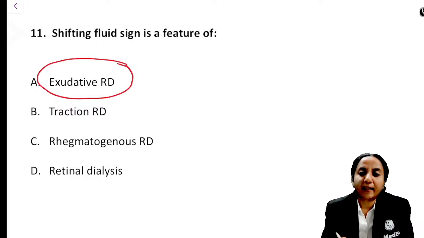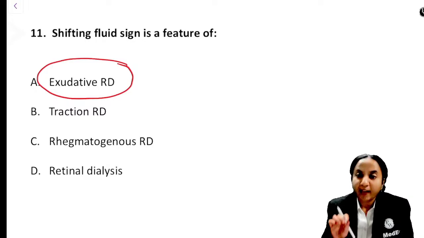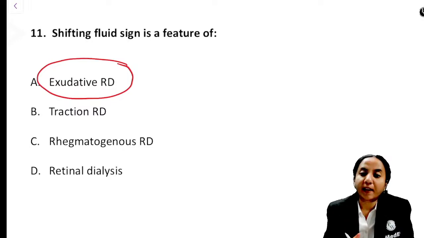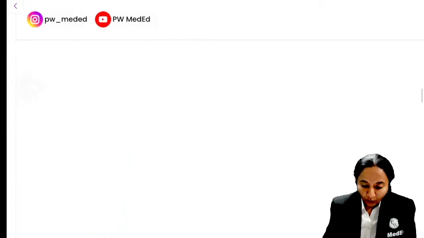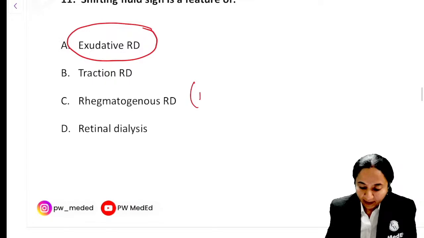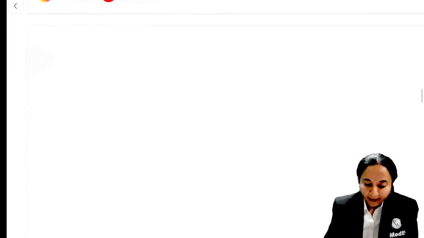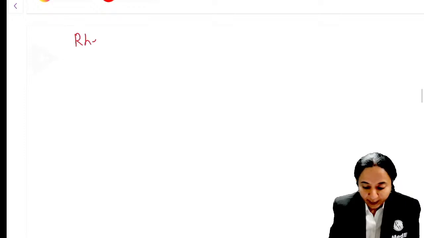Now, we know that there are three types of RD: regmatogenous, tractional and exudative. I'll just quickly revise this because recently exudative was asked, so they can ask the others also. So quickly, which is the commonest variety out of these, by the way? The commonest variety is regmatogenous. It is most common.